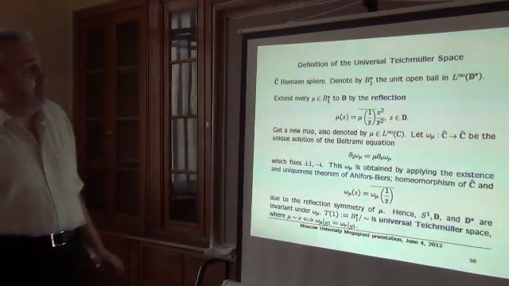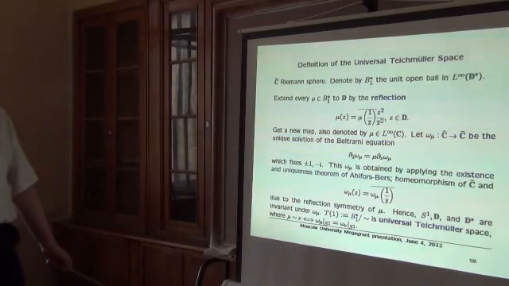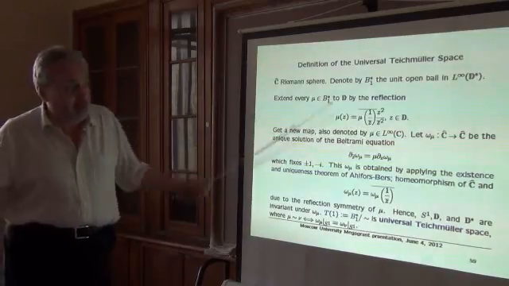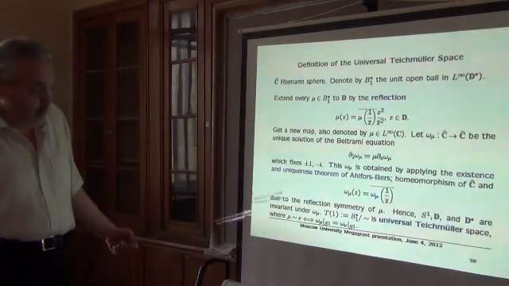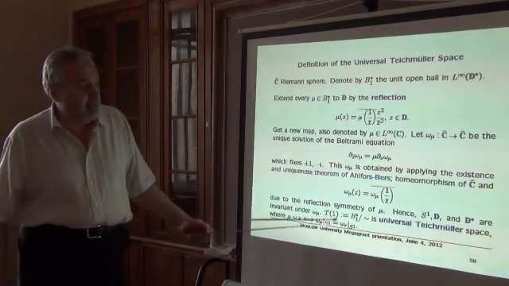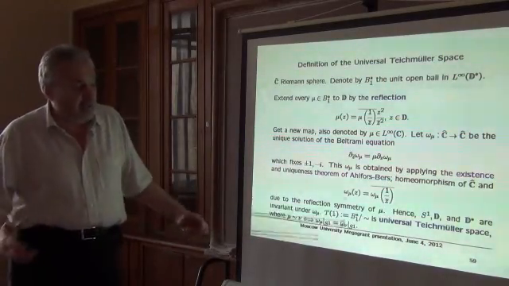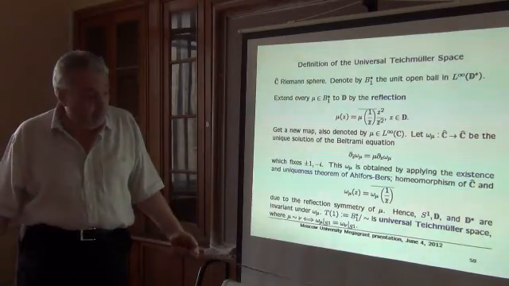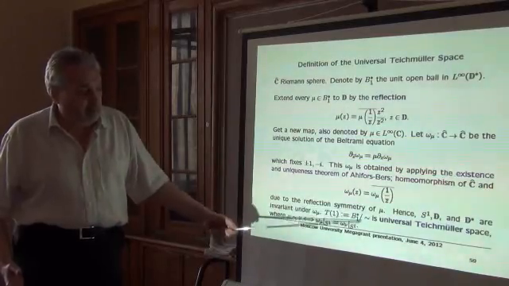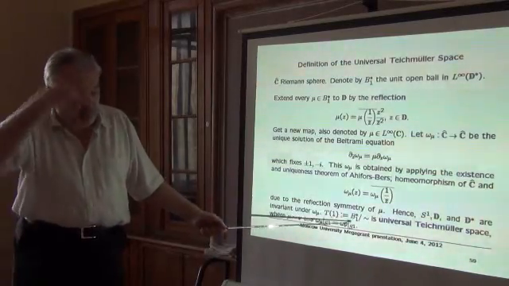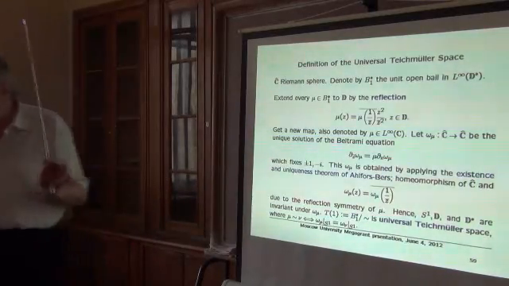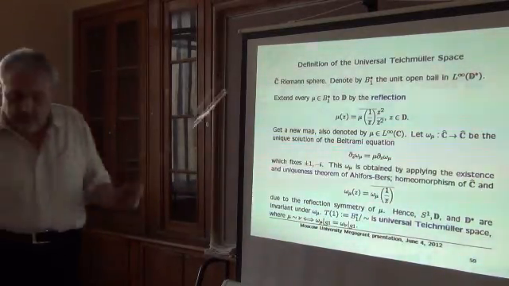And the universal Teichmüller space is obtained in two ways. There are two models. In one model you go by reflection, and you find solutions. And then you have an equivalence relation that simply says that if on the circle the solutions are the same, the solutions are equivalent. Then you take the unit ball in L1, and you divide by this equivalence. That was the abstract definition, which was terrible, right?